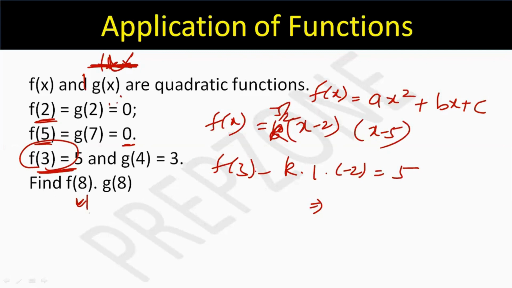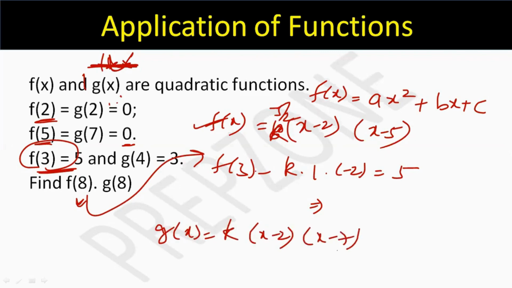I will just put the value of x equals to 8 here to find f of 8. Similarly, I will say g of x is nothing but k into x minus 2 into x minus 7. I will put x equals to 4 here, equate it to 3, find the value of k, then multiply them and solve it. Clear, everyone? Answer is 135.